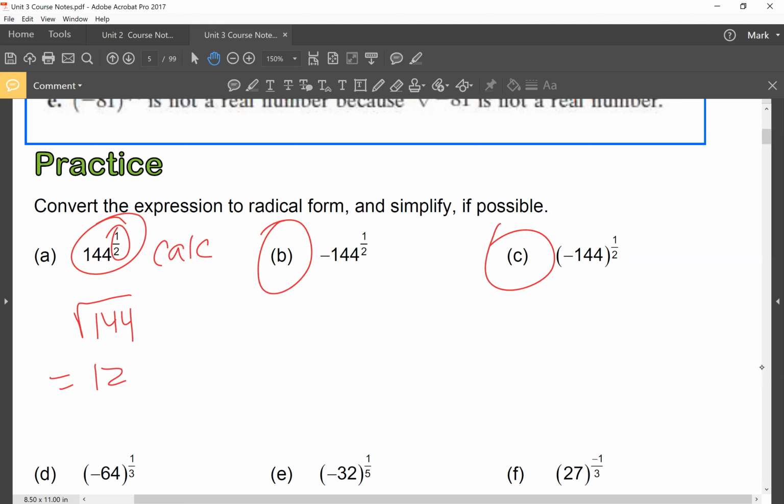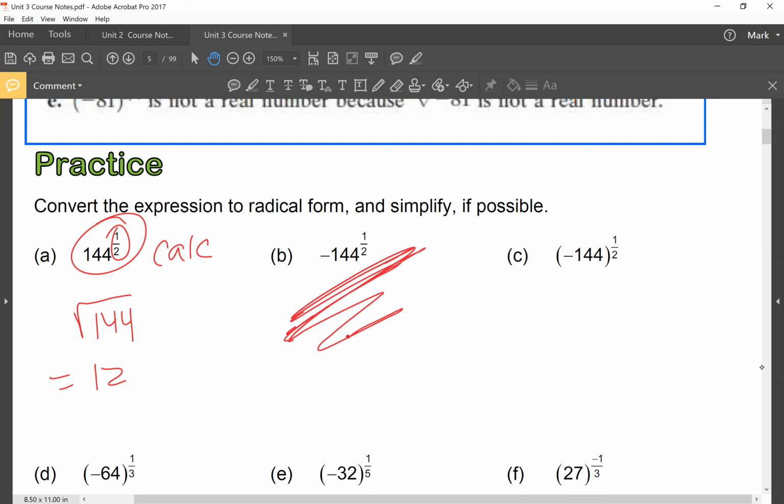Look at the difference between B and C. Very, very important. In B, the negative sign is not in the brackets. Very important. We did this in topic 4. We looked at this in topic 4. So when I do this in my calculator, it's going to be negative root 144, which is negative 12.